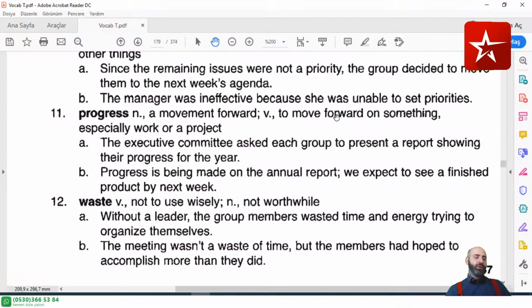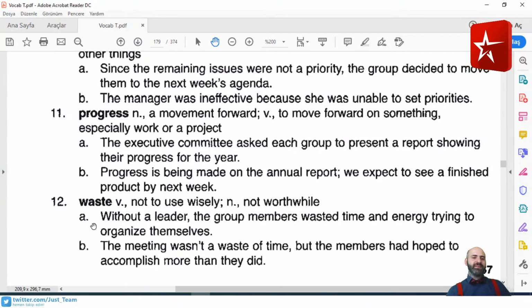Last word that we are going to learn is waste. It is a verb and it means not to use something wisely. And as a noun, it means not worthwhile. For example, waste of time. So something is not important. We are just wasting our time on it.